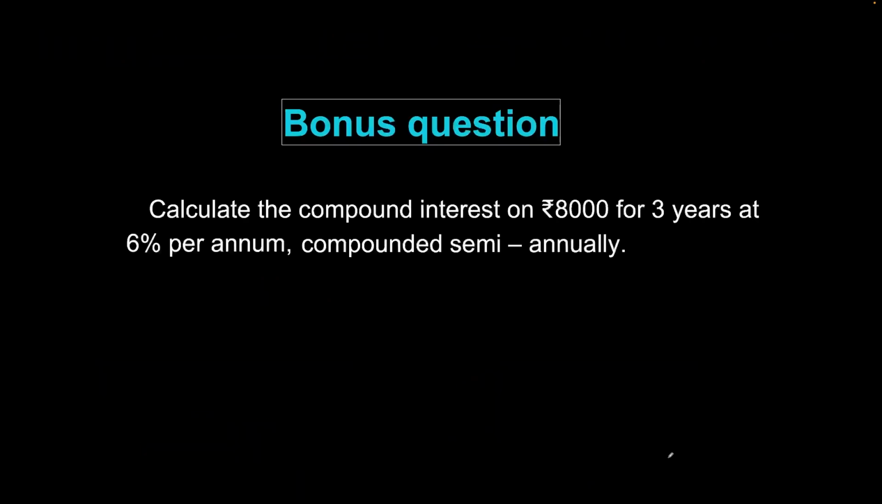And here's a bonus question for you. Calculate the compound interest on 8,000 for 3 years at 6% per annum compounded semi-annually.